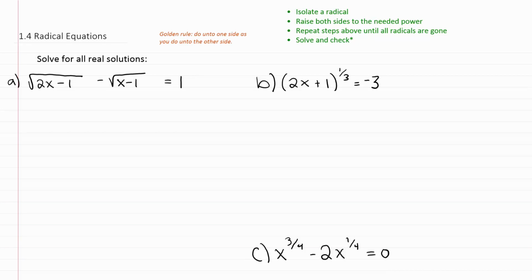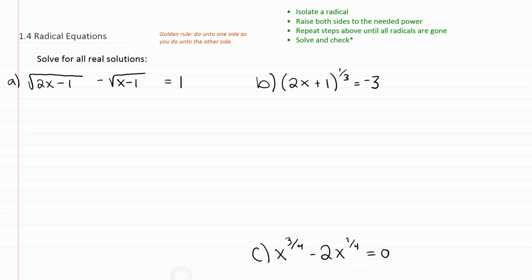All right, in this video, we're continuing our work with radical equations. So let's look at example A here. We have radicals on the left-hand side of the equation. We actually have two of them. So we're going to have to isolate one of the radicals, square both sides of the equation to try to eliminate that isolated radical. And then we'll probably need to repeat it since we'll have a second radical to deal with at the end of that process.